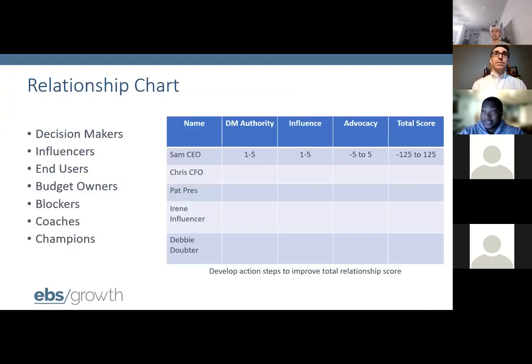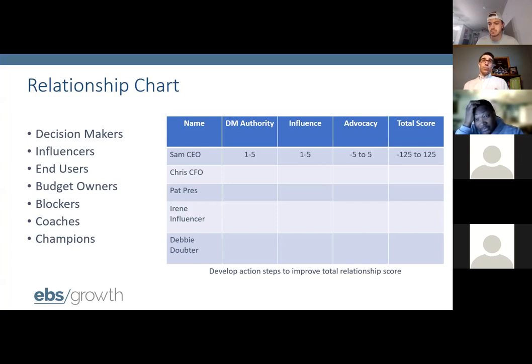So, myself, my boss, we'll say Rick, and then the VP, and then this will go all the way up to the CEO and his team. So we're looking at maybe a chain of command of about 3 people.